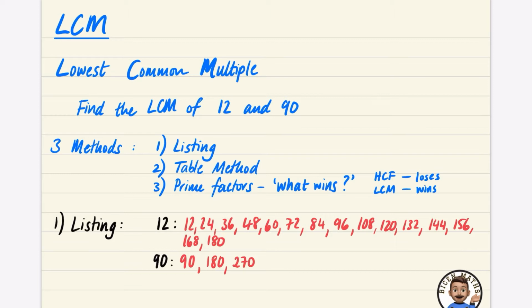So you can see why the listing method isn't always going to be that good, because it can sometimes take a really long time to get to that lowest common multiple. But the multiple that they have in common is 180, and that's going to be the lowest one because it's actually the only one that we've got in common out of this list.